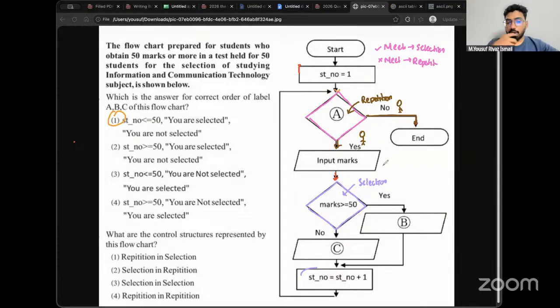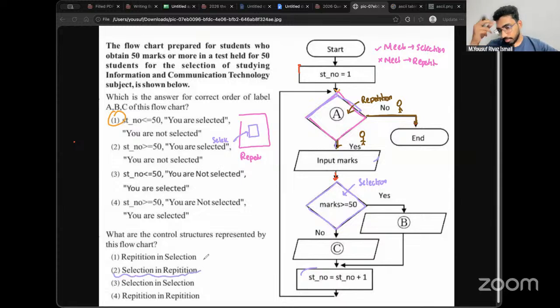So the control structure used here is selection used inside the repetition structure, because who did we meet first? Coming from top to bottom, when we came to this program, first we met repetition. And inside this repetition structure, we had the selection structure. So we can call this selection inside repetition.